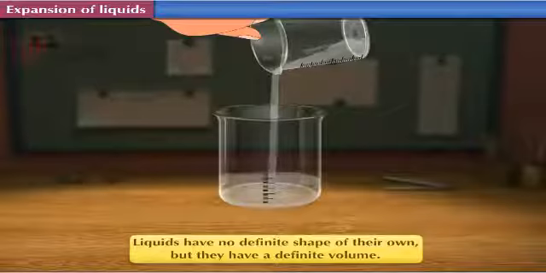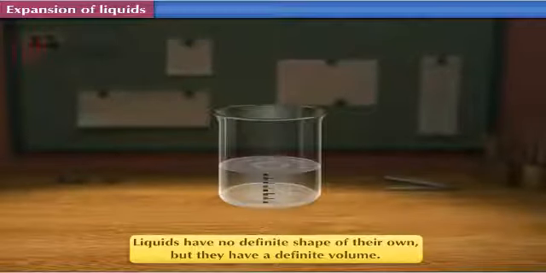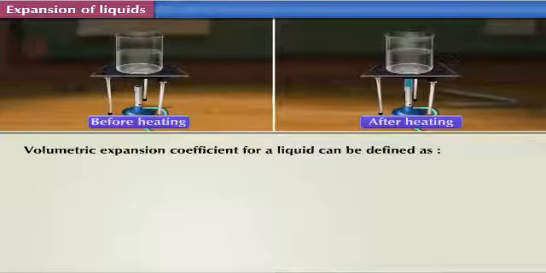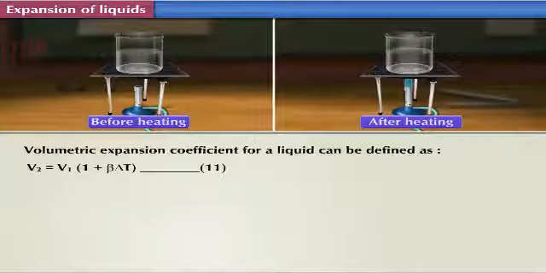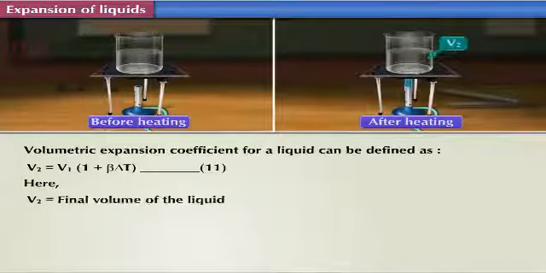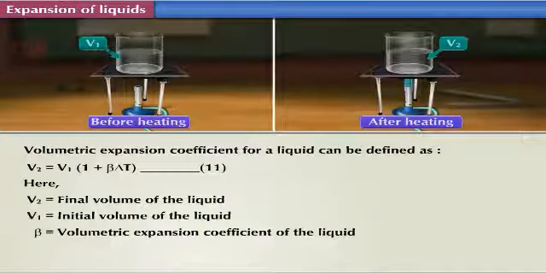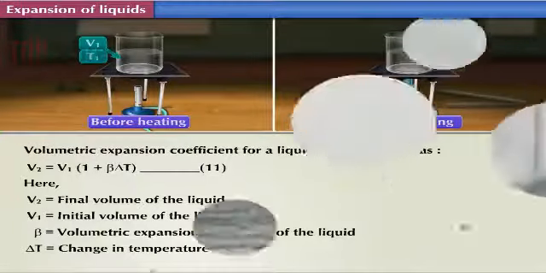Expansion of liquids. We all know that liquids have no definite shape of their own, but they have a definite volume. So, a volumetric expansion coefficient for a liquid can be defined as V2 = V1(1 + β ΔT). Here, V2 is the final volume of the liquid. V1 is the initial volume of the liquid. β is the volumetric expansion coefficient of the liquid. ΔT is the change in temperature.